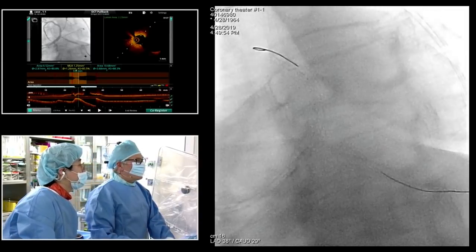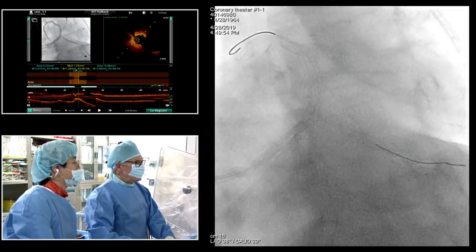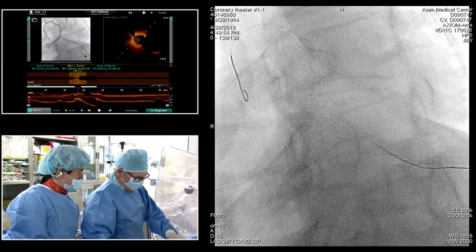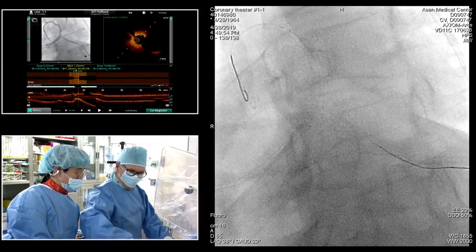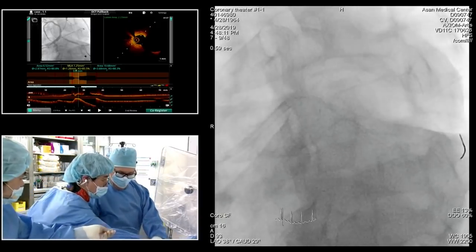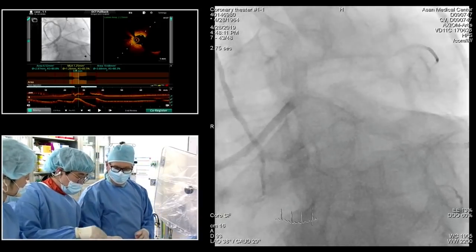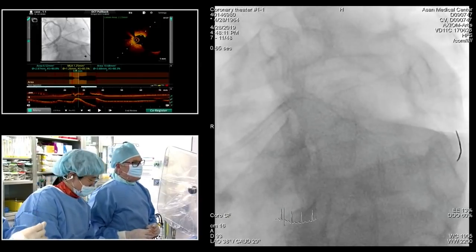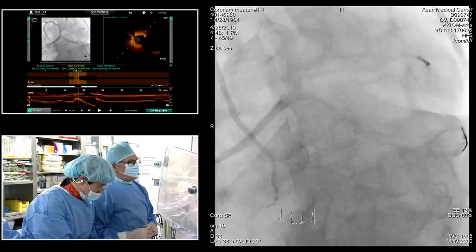I think you have used a non-compliant balloon and a cutting balloon, so I don't think a scoring balloon is necessary for this case. You can go directly to the use of DCB, drug-coated balloon. This is a scoring balloon. Okay, perfect.